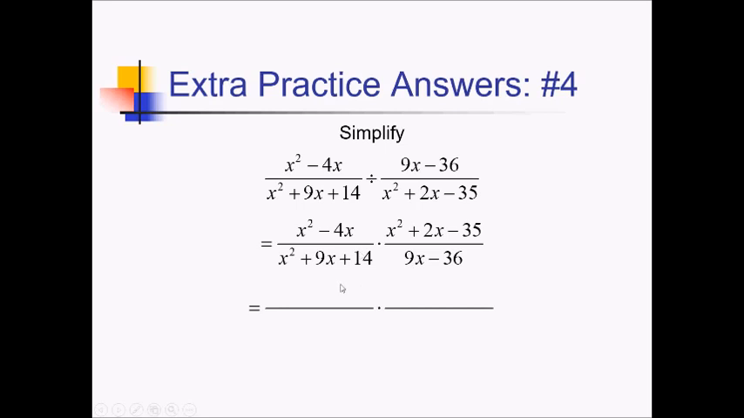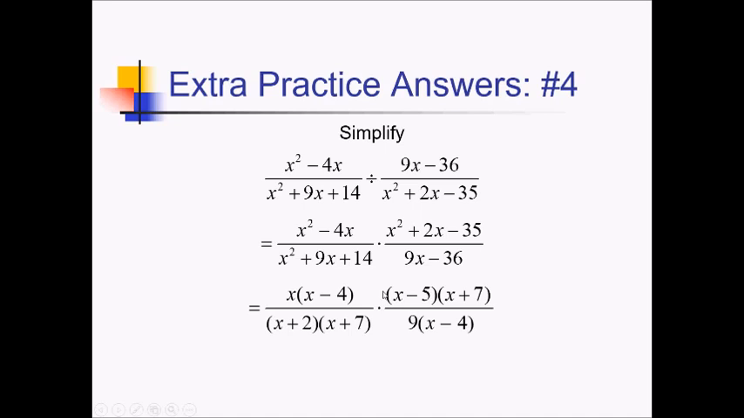In the upper left then, we can take out an x, leaving me with an x minus 4. In the lower left, I need factors of 14 that add up to 9. 1 and 14 doesn't work, but 2 and 7 does. So x plus 2 and x plus 7. In the upper right, we need factors of negative 35 that add up to 2. 1 and 35 is no good. 5 and 7 works if you have negative 5 and positive 7. So x minus 5 and x plus 7. And in the lower right, looks like I can factor out a 9, leaving me with an x minus 4.